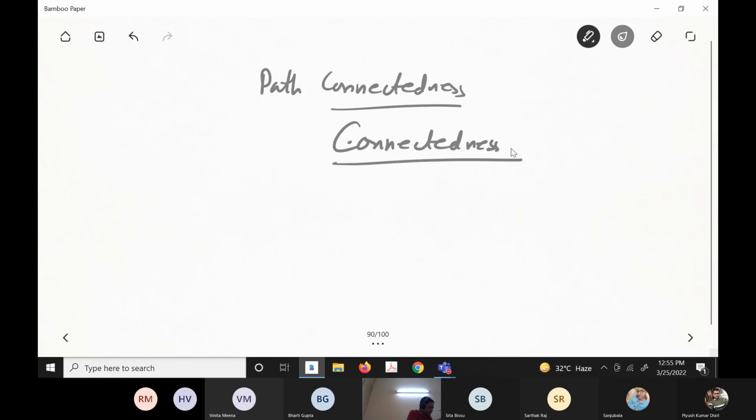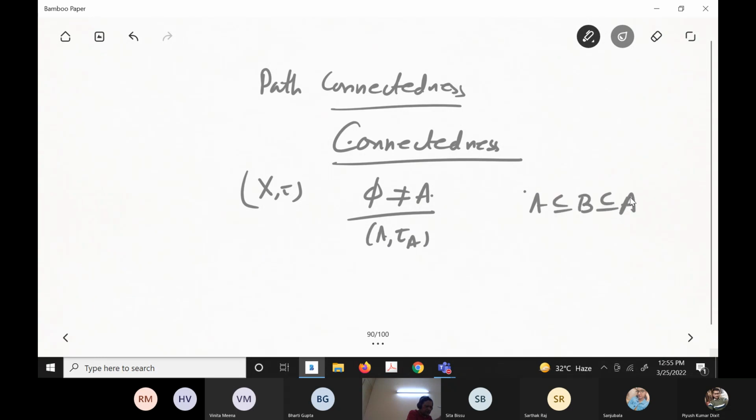But connectedness, the first thing I proved is that if you have this A, that means (A, tau_A) is connected, then if you have any set B between A and its closure, then B is also connected. That means (B, tau_B) is connected. If you go for all these topologies, you will have to consider tau_A and tau_B. But if you go by that functional characterization of connectedness, it will be easier.